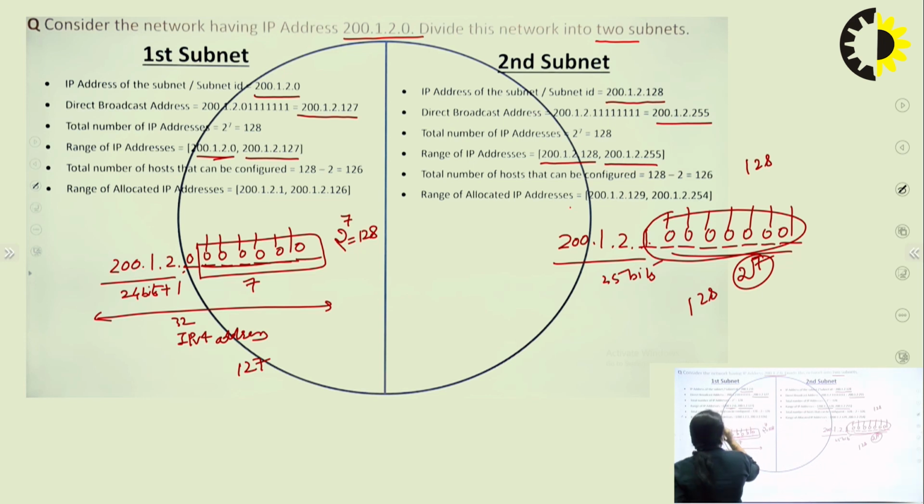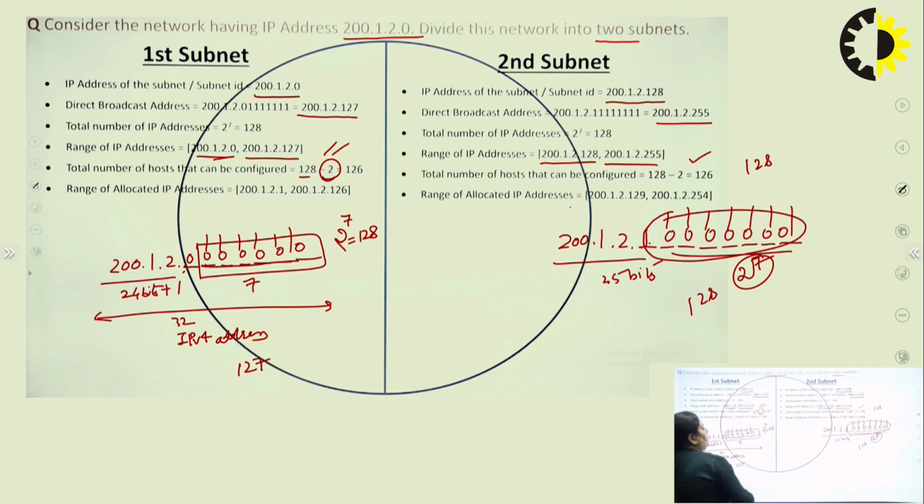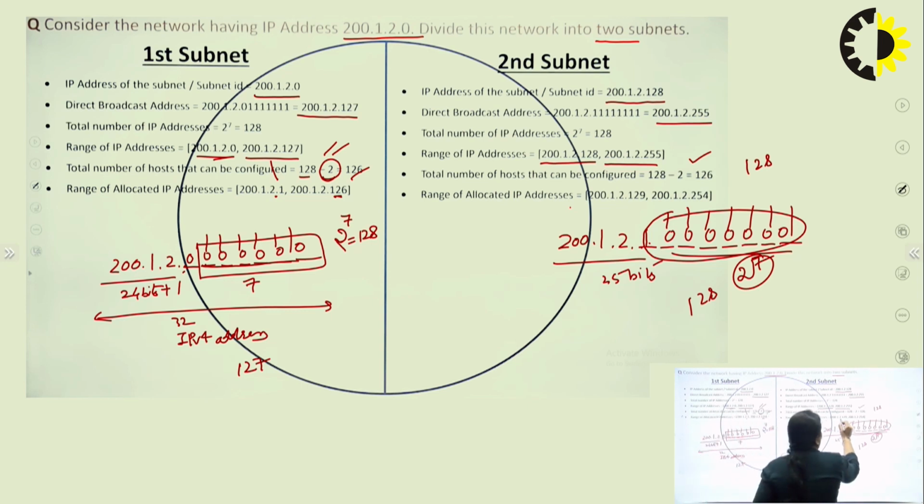The total number of hosts that can be configured is 128 minus 2, because of the first address and the last address. We have minus 2 IP addresses here. So the number of hosts that can join this subnet is 126. Similarly here, 126. So the range of allocated IP addresses is from 1 to 126. 0 is eliminated and the last, 127, is eliminated because they are reserved. Similarly in subnet 2, 129 to 254.